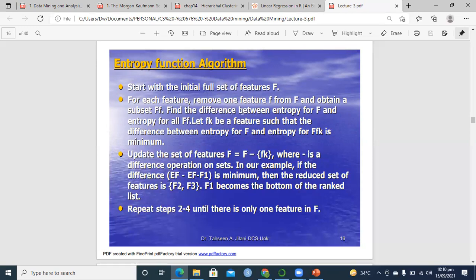Let Fk be a feature such that the difference between the entropy for the full set and the entropy for the subset is minimum. That means if you remove a person, suppose person number 6, and after removing that person there is no big change in the entropy, that means he is not very useful. Update the set of features to F minus small fk, where minus is a difference operation on sets. In our example, if the difference is minimum, then the reduced set of features is F2.